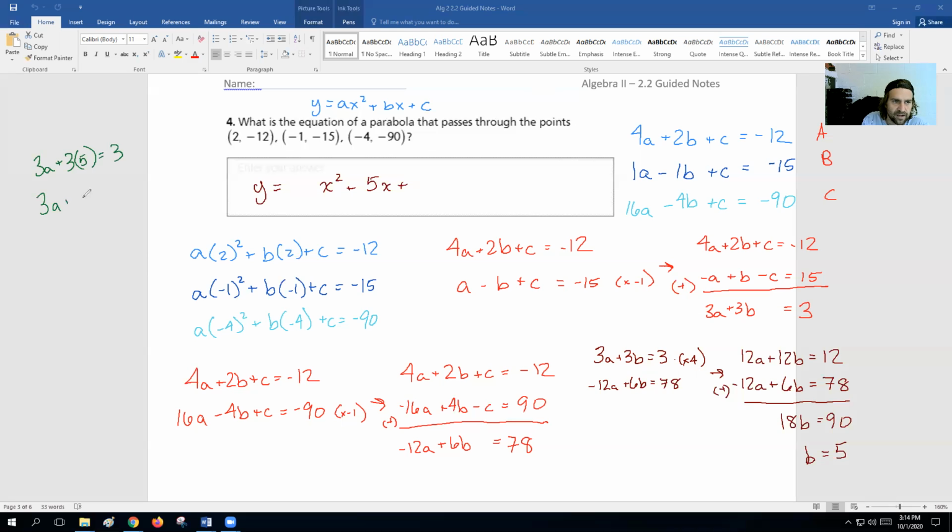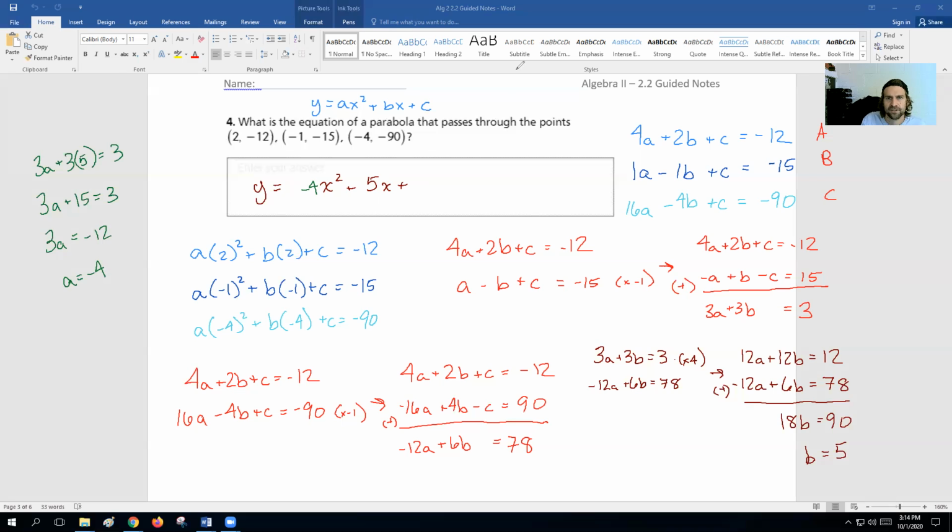So 3a plus 15 would equal 3. Minus that over, 3a would equal negative 12. A would equal negative 4. So we have y equals negative 4x squared plus 5x.